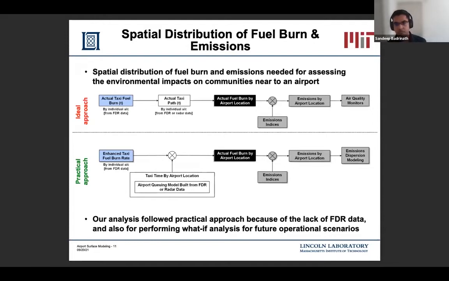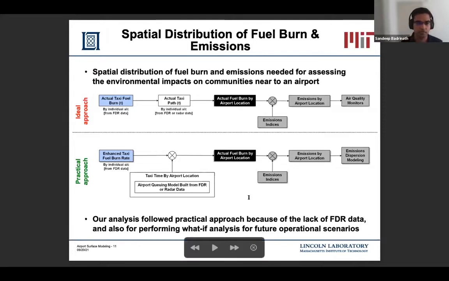Spatial distribution of emissions and fuel burn are needed for assessing the environmental impacts on communities near an airport. Using spatial distribution, one can evaluate dispersion of emissions in the vicinity of the airport, and it can also be used to model taxi noise as well. We present two approaches. One is an ideal approach, and the second one is a practical approach that we follow.